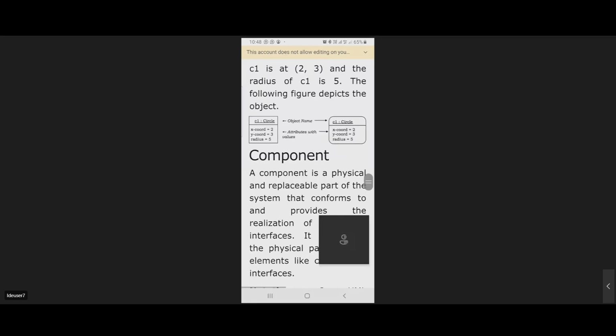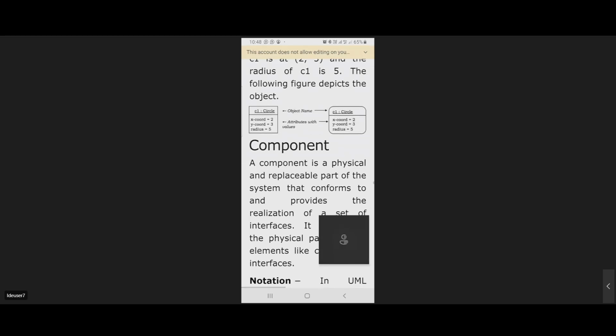C1 colon, which represents what? An object of the class circle. It's the top of your object creation. So in the bottom, we have the values assigned for the x and y coordinates and the radius. The x coordinate value is given here as 2 and the y coordinate value as 3, and the radius is equal to what? 5. So the object name is given around the rectangle region. Both are the same, both are denoting only what? Object diagram.